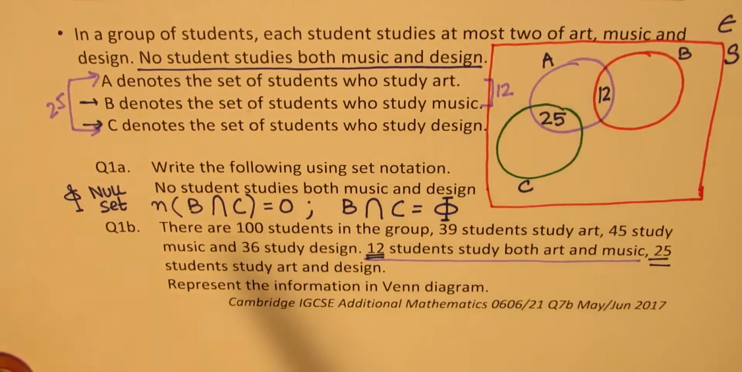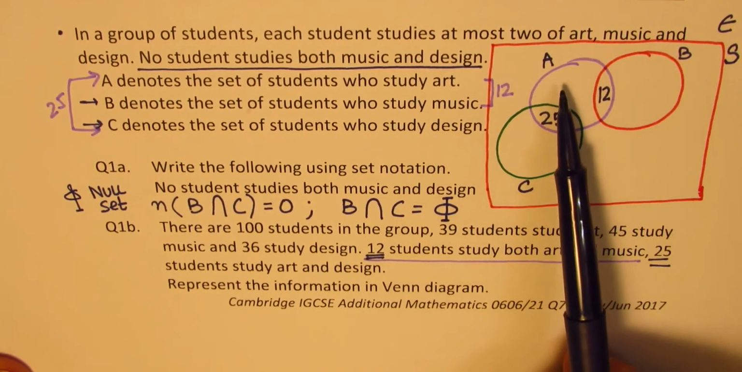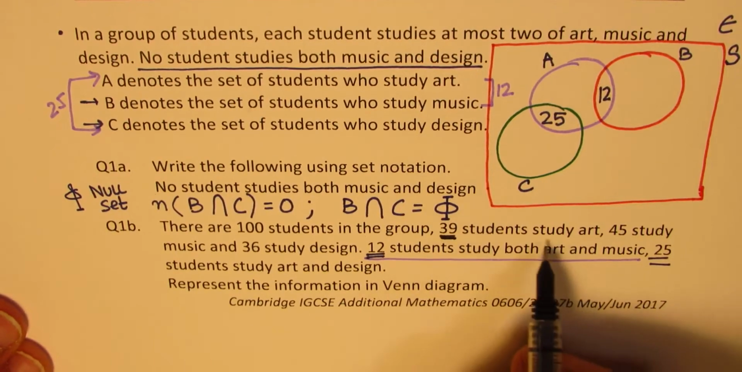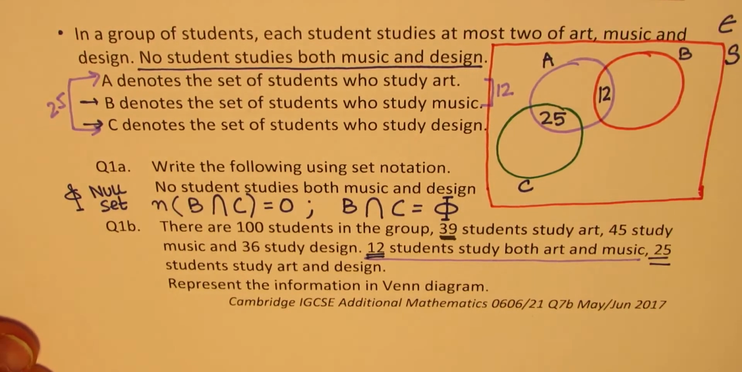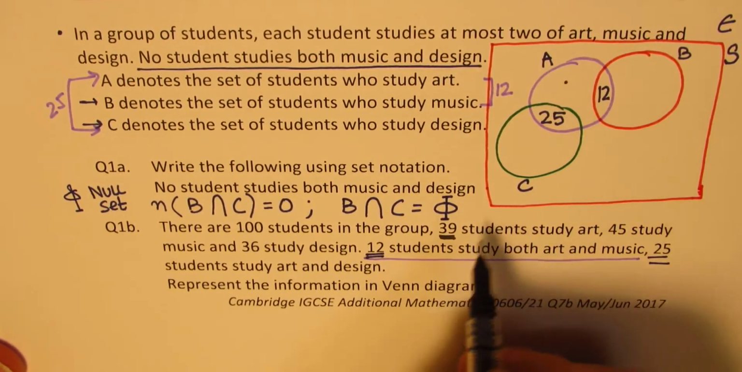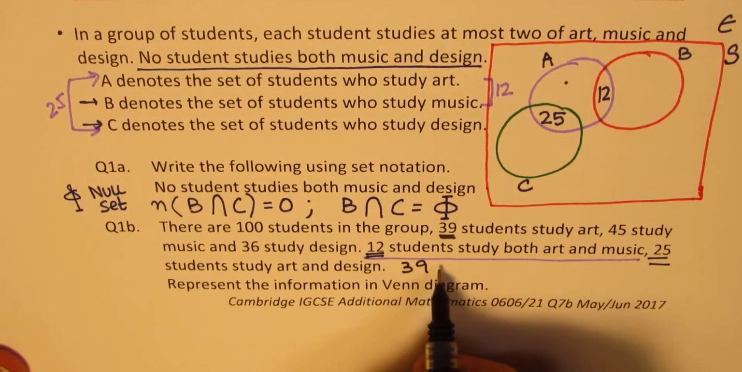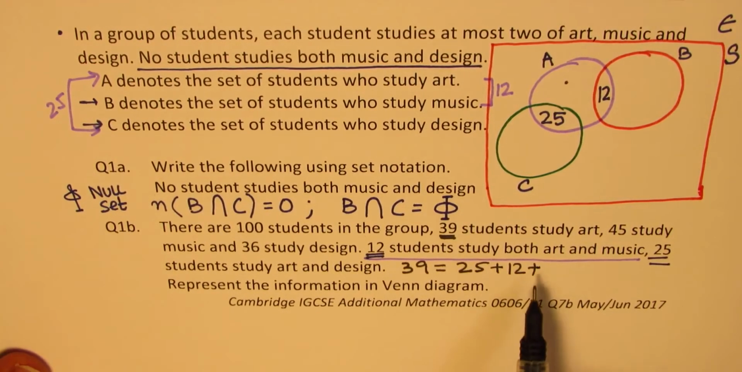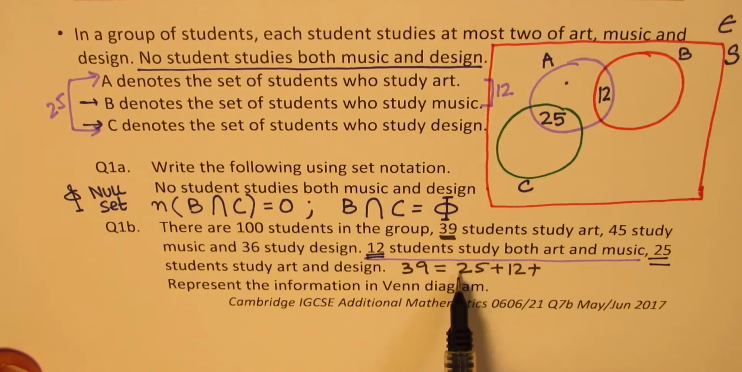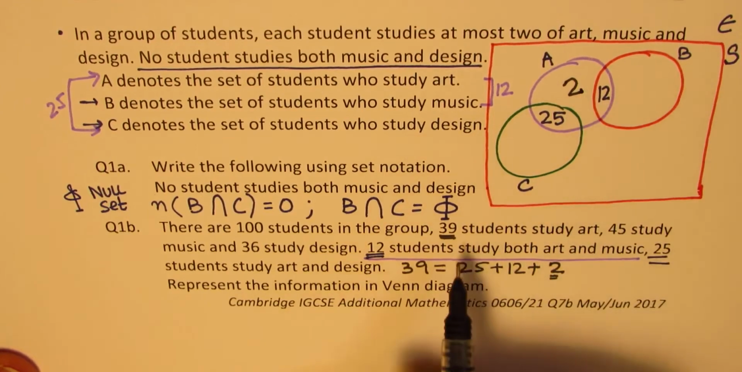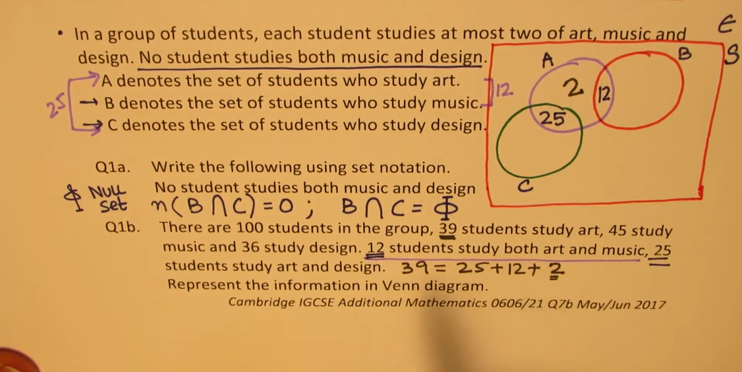Now, in this particular case, we have 100 students in all, 39 students arts. So A is 39. So if A is 39, how much is left here? Let's calculate. So now let us work on the number 39. This number is 39. So how many remains here? 25 and 12 is already there. So we have 39, which should be equal to 25 plus 12 plus how much? That's what we need to decide. Now, this is 37, right? So we need 2 more, right? So we'll add 2 here. Do you see that? So that makes it 39.